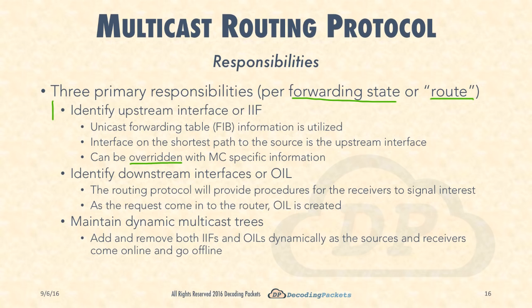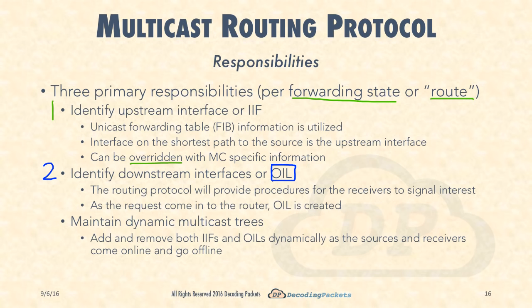The second important responsibility of the multicast routing protocol is to identify the downstream interfaces, right? And these are contained in the OIL. So once again, I'm going to emphasize that it is not just an exit interface, it's actually an outgoing interface list. It's a list of interfaces.